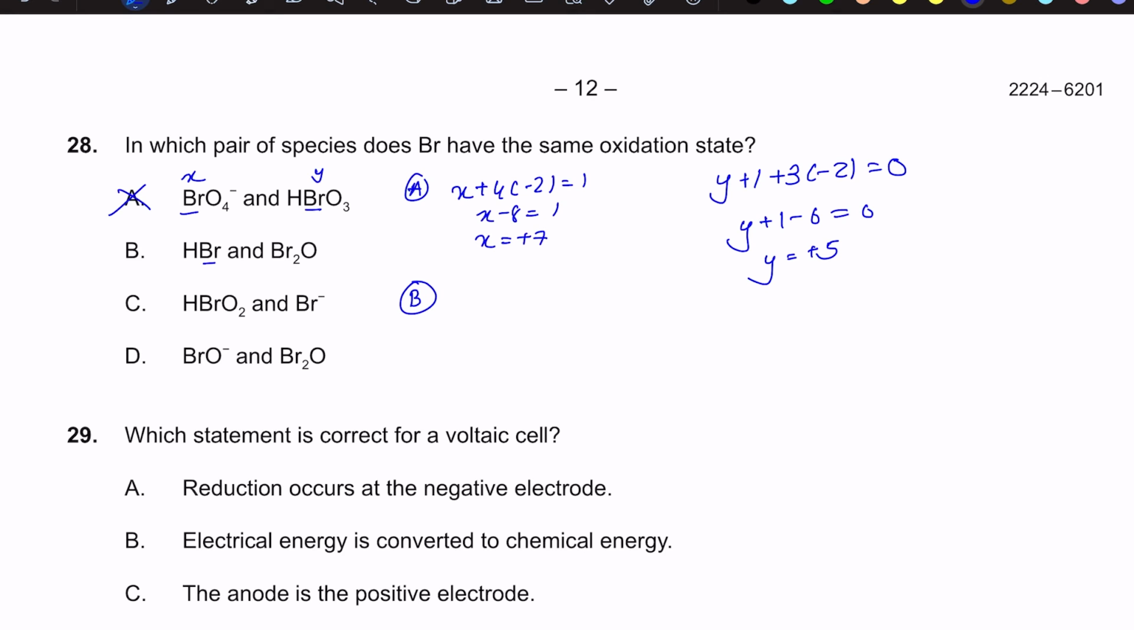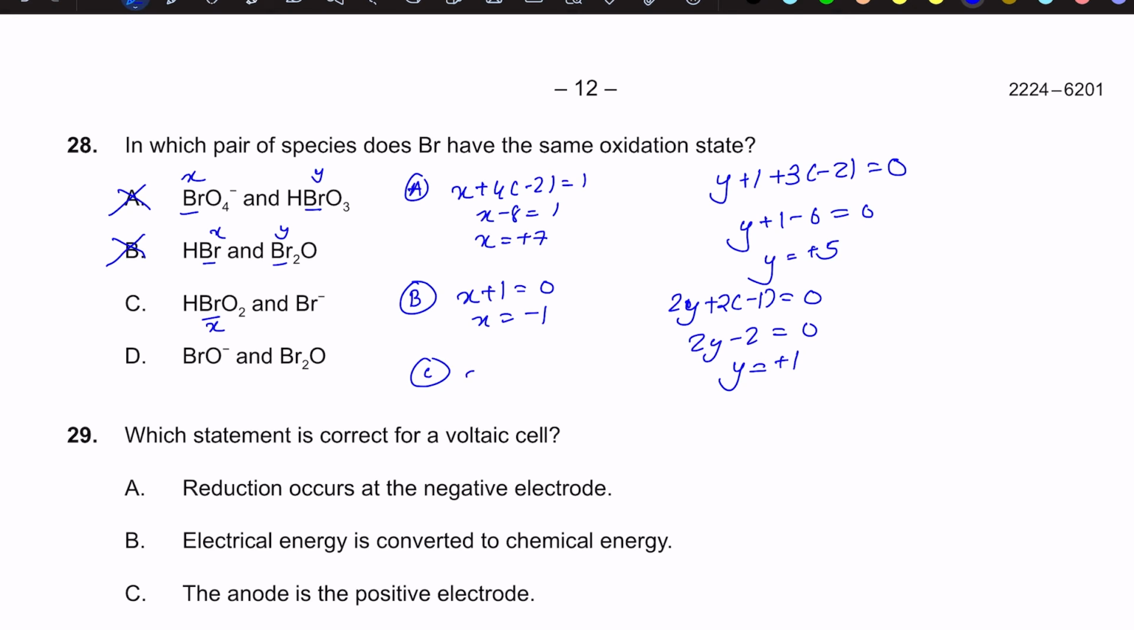For HBr, let's take it as X, this one as Y. So H is plus 1, so X plus 1 is 0, so X is minus 1. And for the BrO2, so Y plus 2 times minus 1 is equal to 0. So Y minus 2 is 0, so Y will be plus 2. Minus 1 and plus 2 can also be rejected. Moving on to part C.